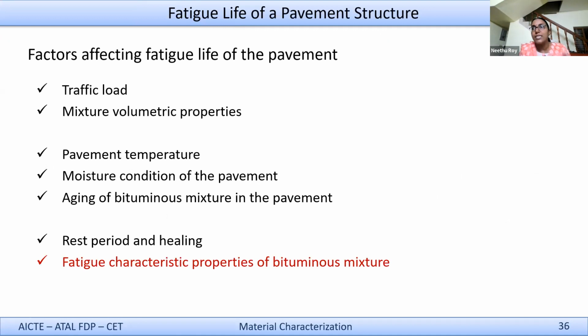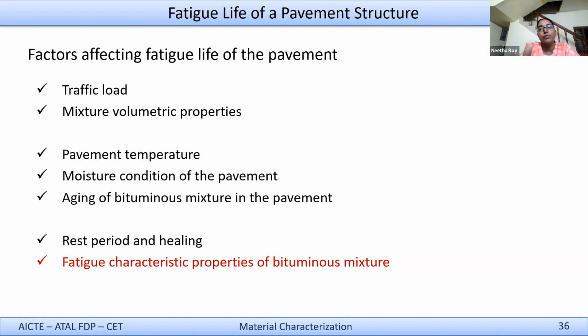So a fracture mechanics study can also be done as far as the fatigue life of a bituminous mixture is concerned. Now, what are the various factors in the pavement structure that lead to fatigue failure? You have the load, the volumetric properties of the material, the pavement temperature, the moisture condition, and aging of the bituminous mixture. When I say aging, I mean the properties of the binder inside it. And then there is something called the rest period and healing. I think Sudhagar Reddy sir mentioned this in the last lecture. If you allow the material to rest for some time without loading, is there some sort of healing that happens in the material?